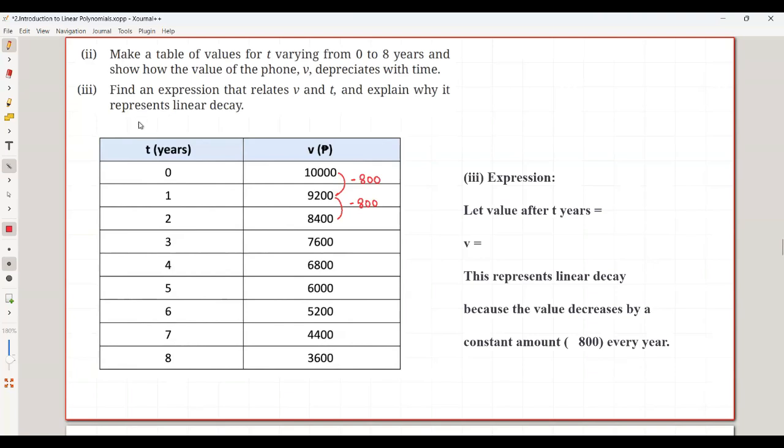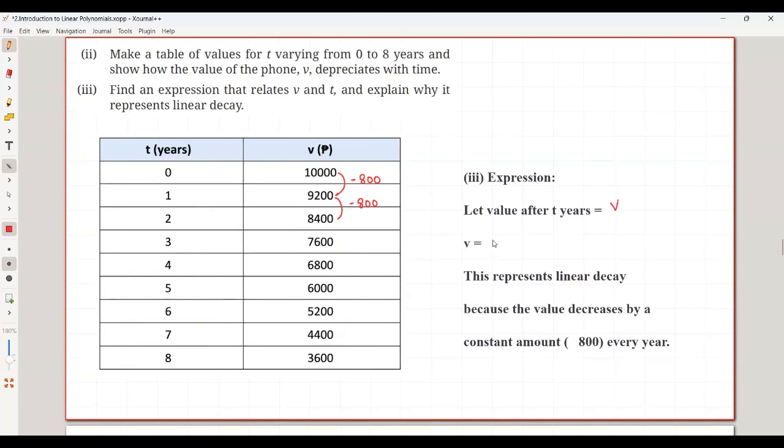So we have to find the third question: find the expression that relates V and T and explain why it represents linear decay. I'm going to write the linear expression. V is nothing but value in terms of T, time. Let V be the value after T years. So I have to form a linear expression.